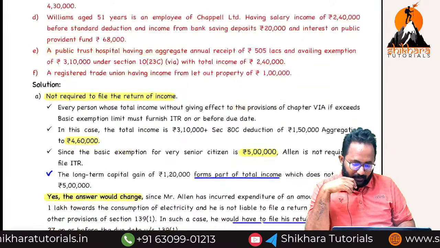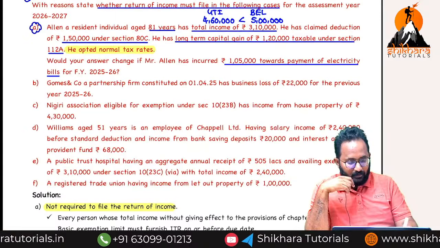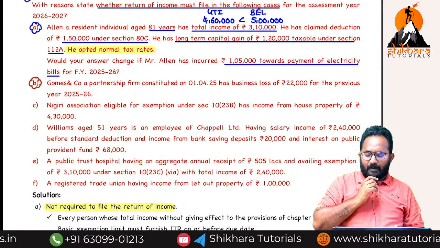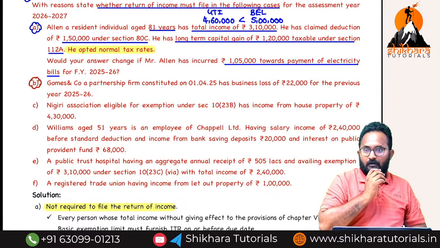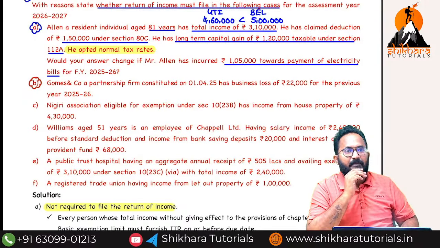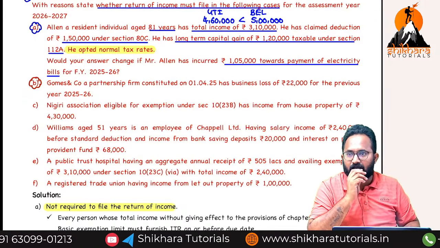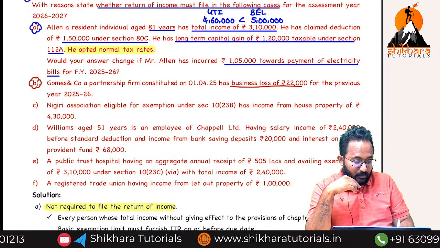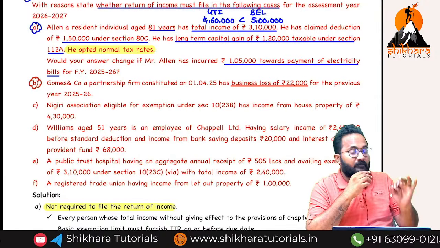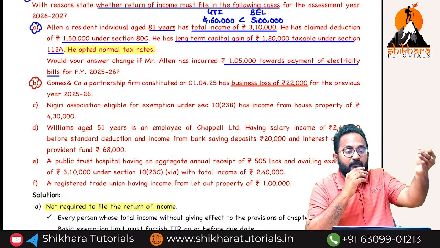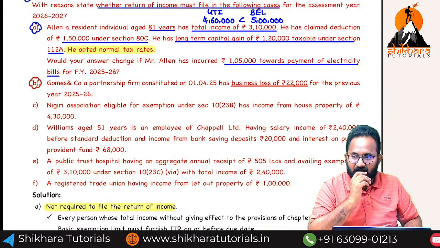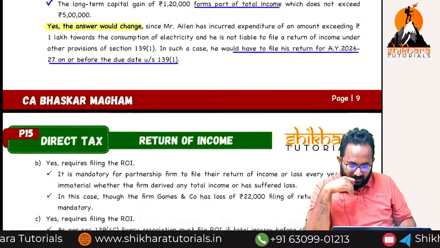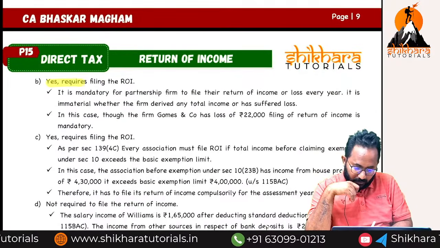Shall we go with the B point? Now you have to tell me, without my help, what is the answer for the B point. A repeated one. Partnership firm. So partnership firm, company, LLP, mandatorily they are required to file the return. But that too, they haven't lost. If they file loss return, then only they can carry forward this loss to the upcoming years. Understood? So here return of income is required or not required? Return of income is required.